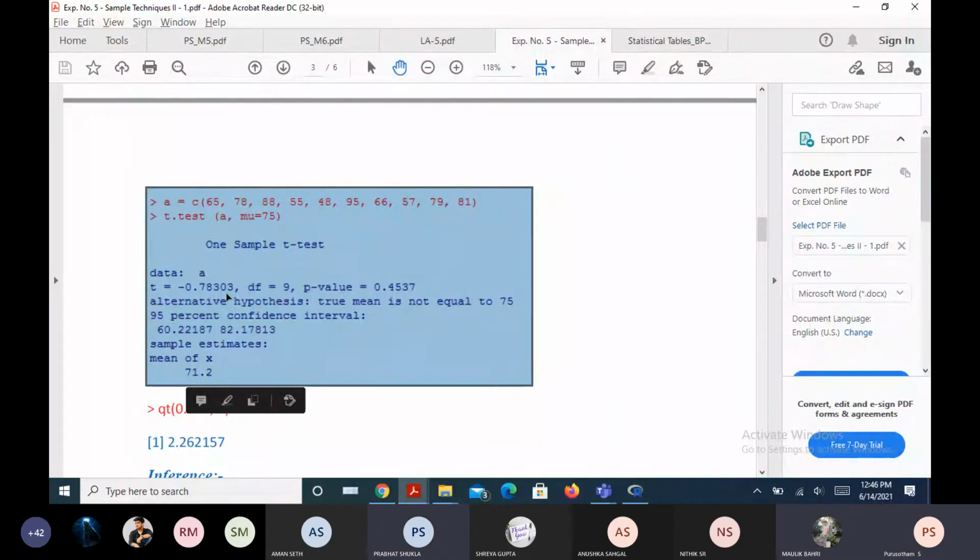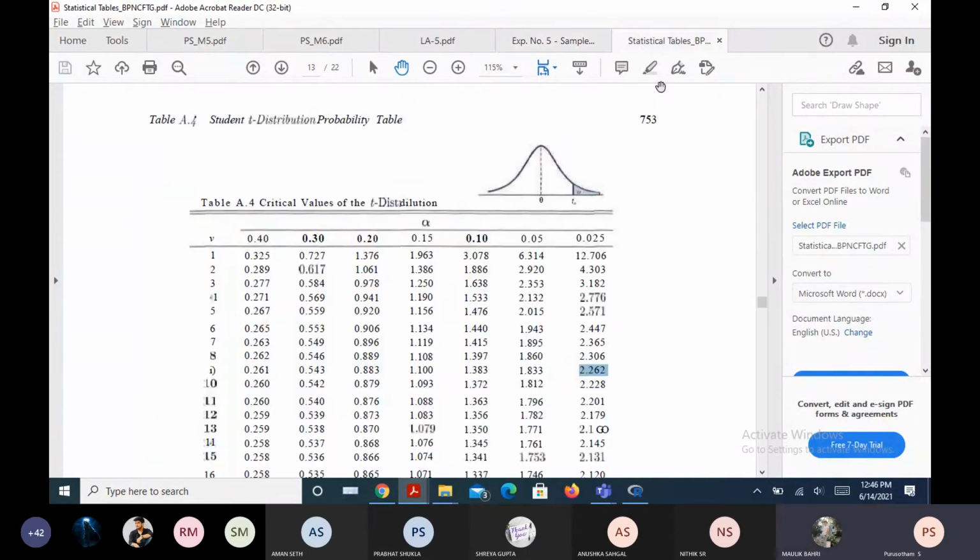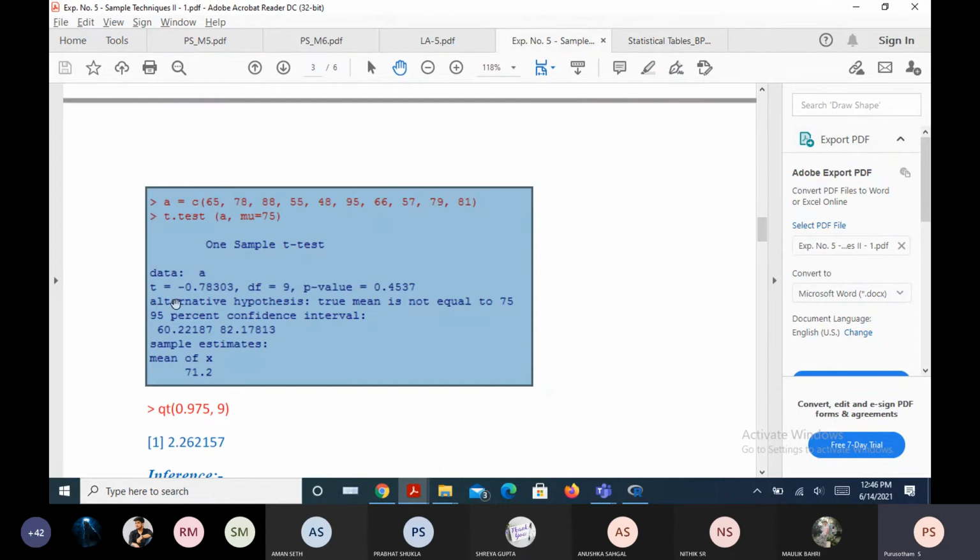Yes, sir. So the t value is minus 0.78303. But what is the critical value we observed? 2.262. Comparing the observed t value with the critical value, which one is higher? The critical value is higher. That means the observed t value is lower than the critical value. Therefore, you are going to accept the null hypothesis.